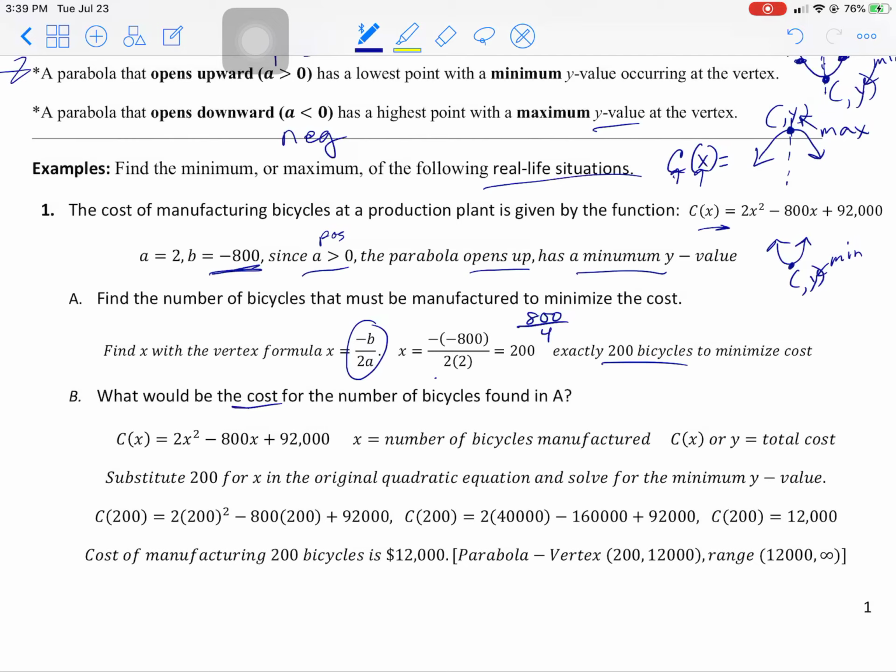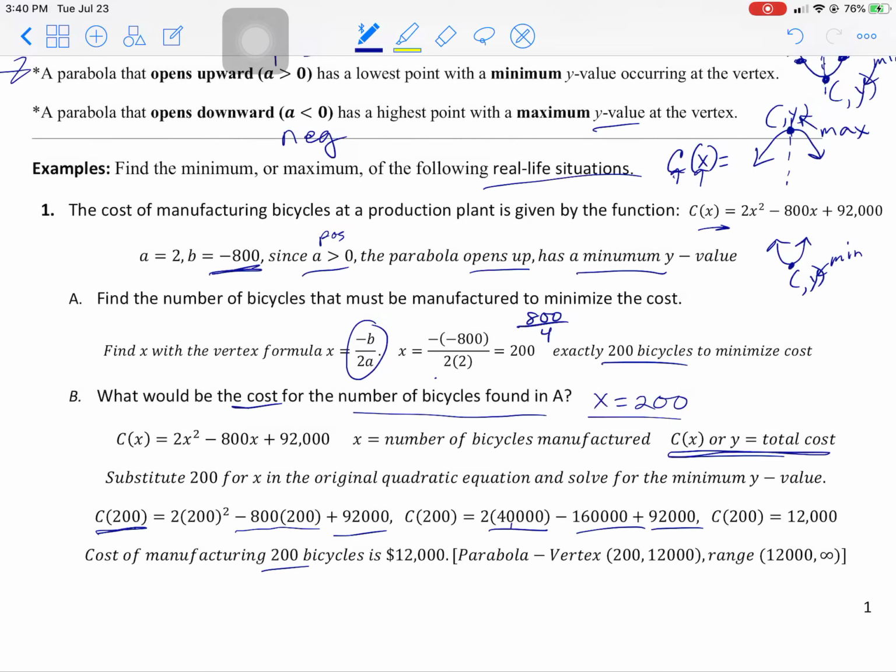Well, what is that cost? What would be the cost for that number of bicycles? So what we need to do, that's code for putting in an x. We just found x. So x is 200. So substitute 200 in for your x to find the total cost, okay? Substitute the 200 in for every place there's an x. So 2 times x squared, or 2 times 200 squared, okay, is 40,000. And then negative 800 times 200 plus the 92,000. And that's going to give you a C of 200 equals 12,000. So the cost of manufacturing 200 bicycles is 12,000.